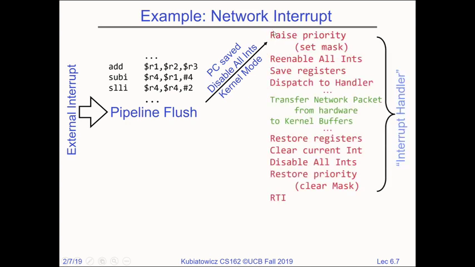And then the first thing that the handler does is it turns off the interrupt that came in. So if this is a network interrupt, the first thing is it sets the mask to disable network interrupts, and then it re-enables all interrupts.